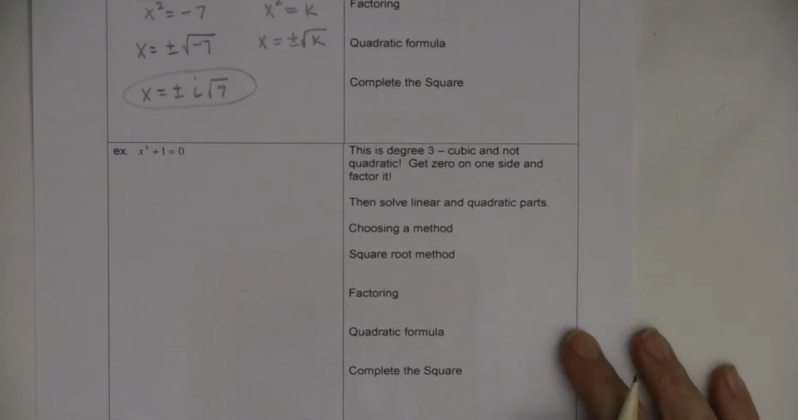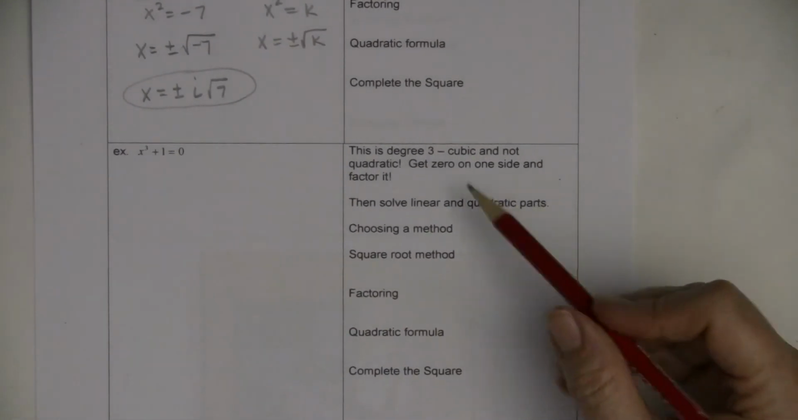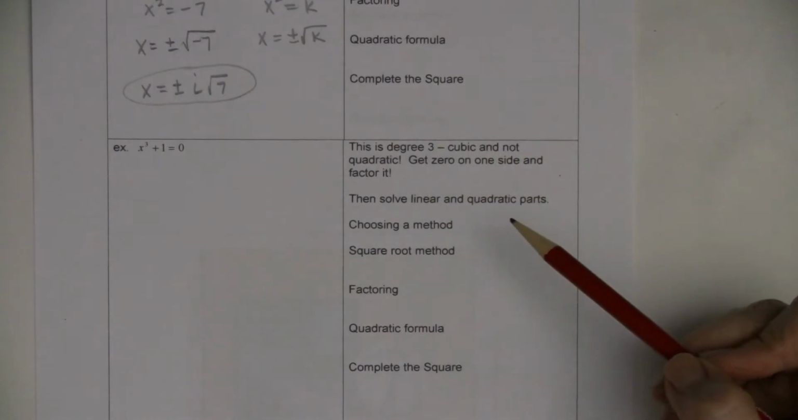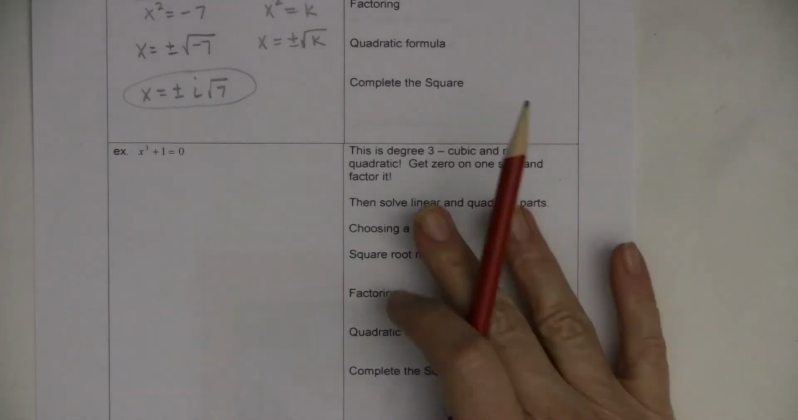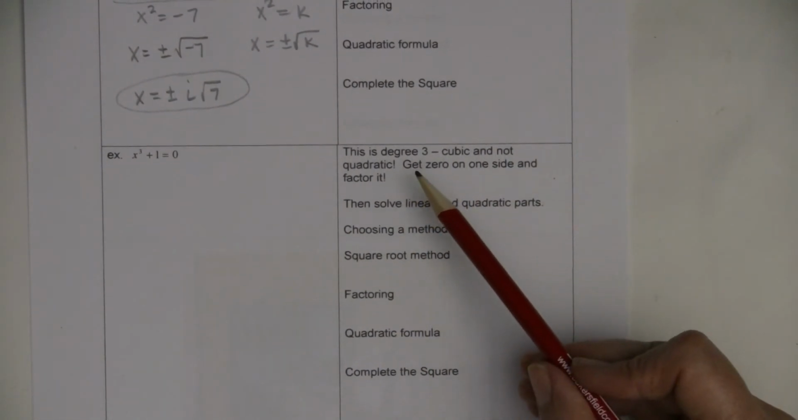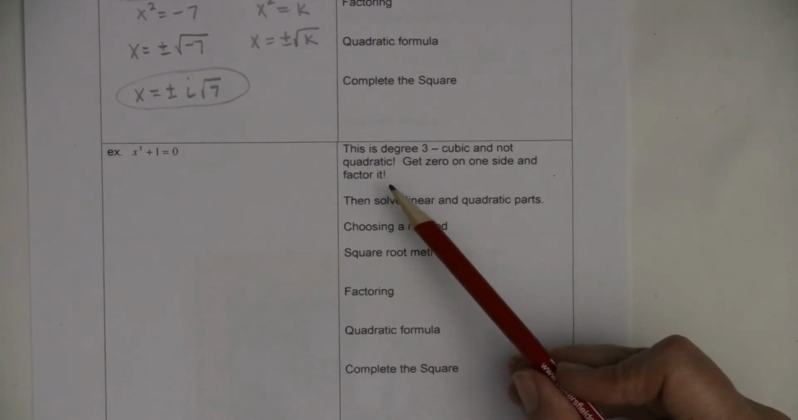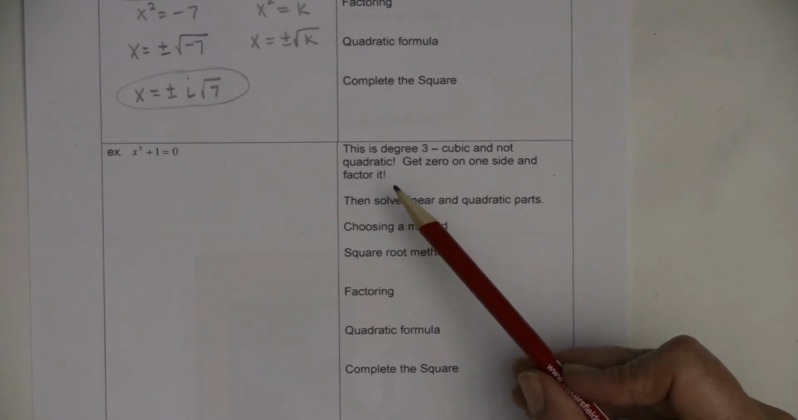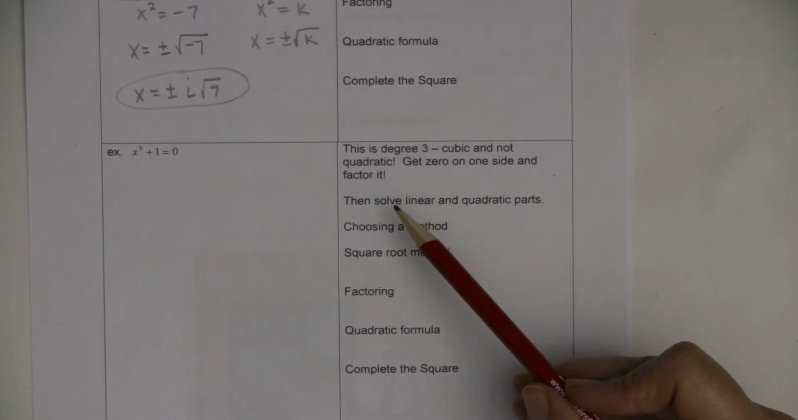So here, x to the third plus 1, this one's degree 3. It's cubic, it's not quadratic, so the others we've looked at have been quadratic. They have x to the second in them, that's what it means to be quadratic. So you want to get 0 on one side and factor it. That's what you do when it's cubic.